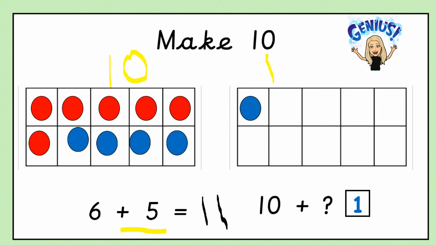So the number sentence 10 and 1 is much easier than working out 6 and 5, isn't it? It's much easier to make 10 because you've done so well with learning your number bonds. It's really good to use them.